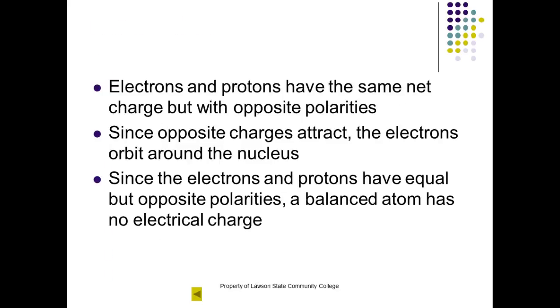Repeat, right? Electrons and protons have the same net charge, but in opposite polarities. Since opposite charges attract, the electrons orbit around the nucleus. Since electrons and protons have equal opposite charges, a balanced atom has no charge. But if we lose one of those electrons, then we have something called an ion, which we'll talk about in a minute.